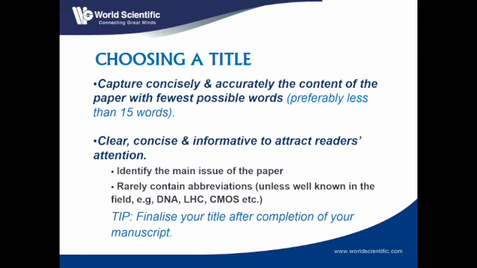When your title is too long, too wordy, no one will bother to read, and people will think, why doesn't this author have the ability to tell people in a concise way what the paper is about? So clear, concise, informative, to attract readers' attention is very important. Identify the main issue of the paper and try not to contain abbreviations unless they are well known. For example, DNA, CMOS, or LHC, etc. Those are acronyms that everyone in the field knows. Otherwise, don't use abbreviations.